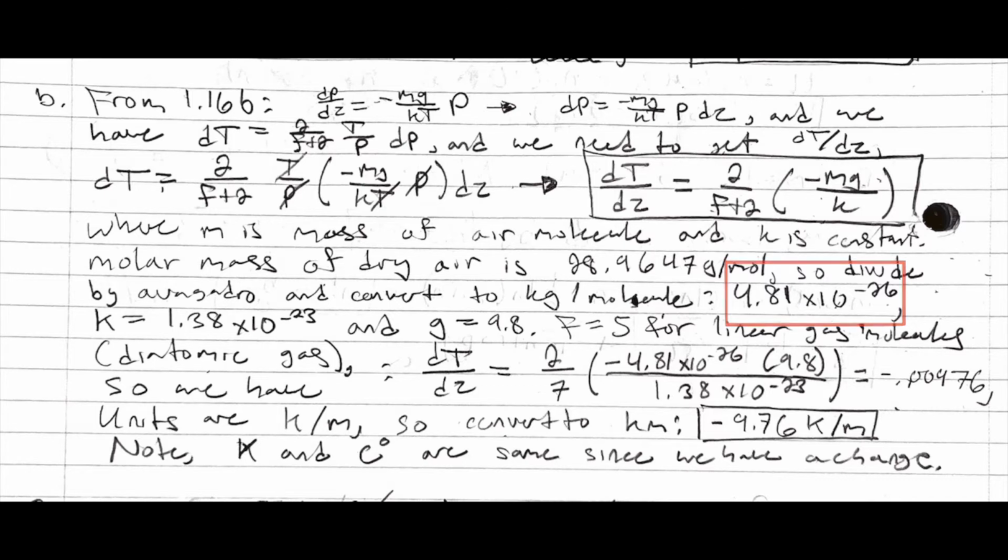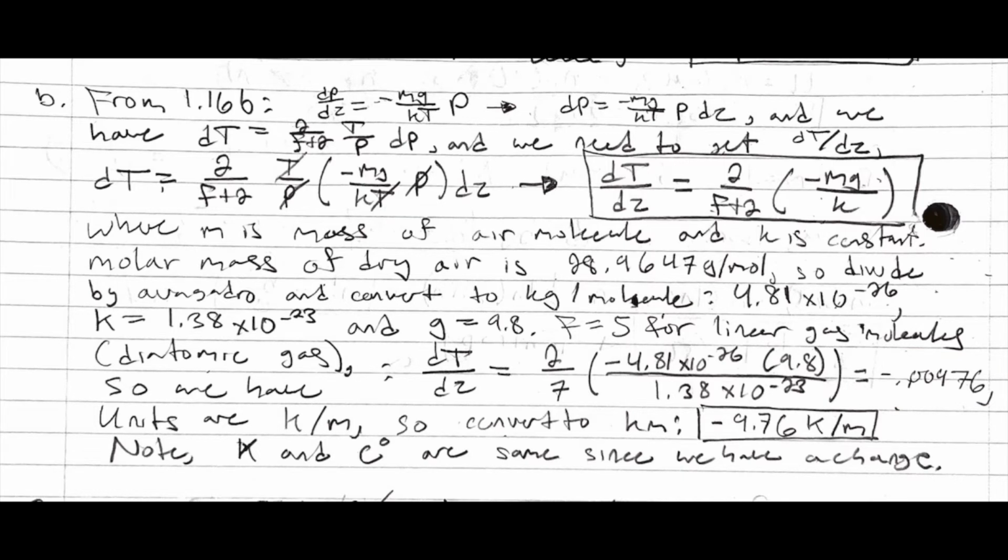And then the only other value we need is f, which should be 5 because the molecules in the air are all diatomic, so they're linear. So after plugging everything in, I got a value in kelvins per meter, which needed to be converted to Celsius per kilometer, because that's the units that were given in the question.